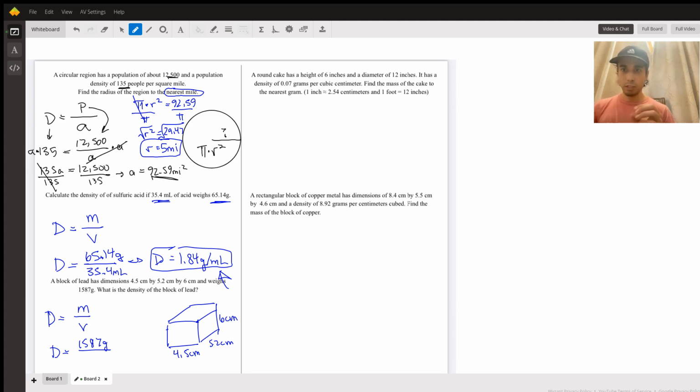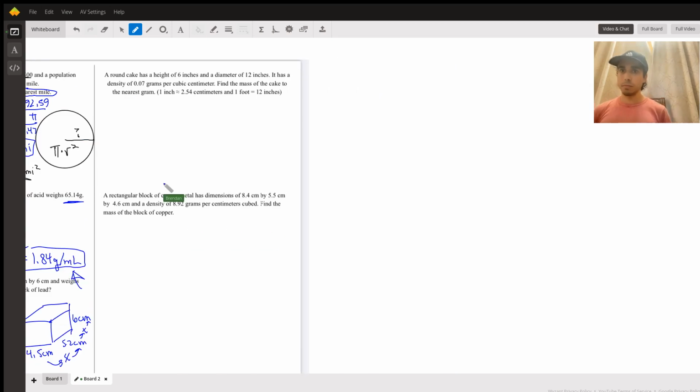Remember, volume of like a cube or like a rectangular prism is just the length times the width times the height. So you're going to multiply all these together. So 4.5 times 5.2 times 6. Once we multiply all those together, that's going to give us 140.4, and that is in centimeters cubed. Okay? So your density, 1587 divided by 140.4. Whatever that gives you, that's going to be your density.